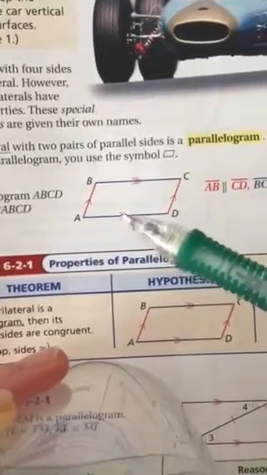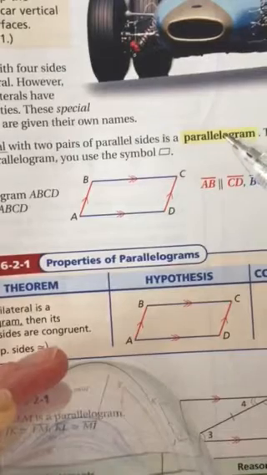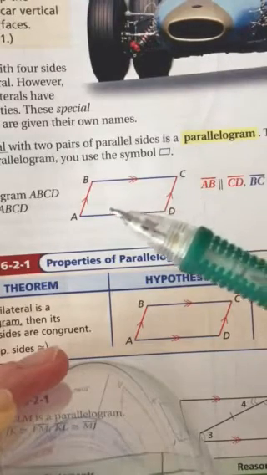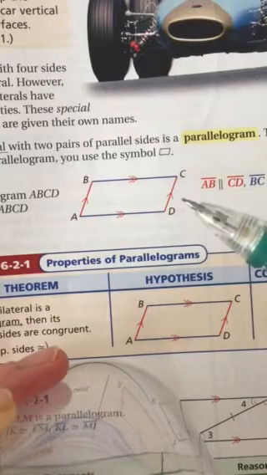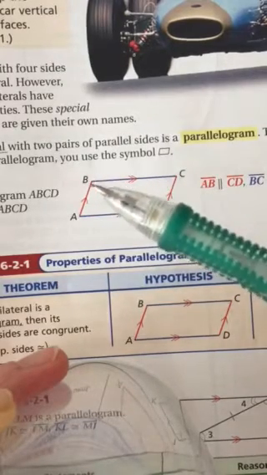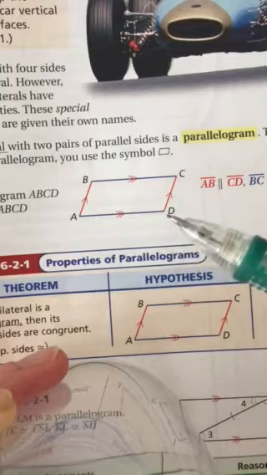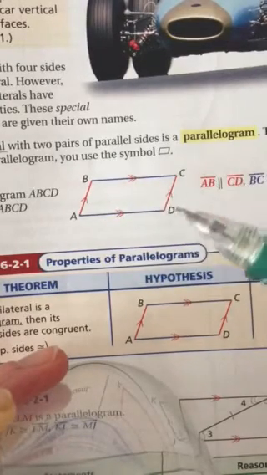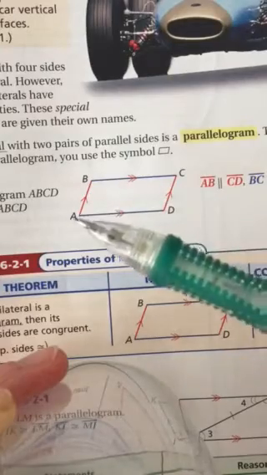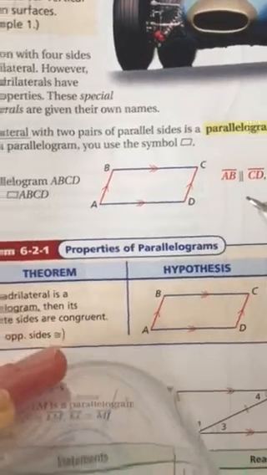But either way, what you need to notice is this name is built on the fact that this quadrilateral has 2 sets. Here's one set, AB and CD, of parallel sides, and here's the other set, BC and AD, of parallel lines. So we have 2 sets of parallel lines. That is what it takes to make a parallelogram.